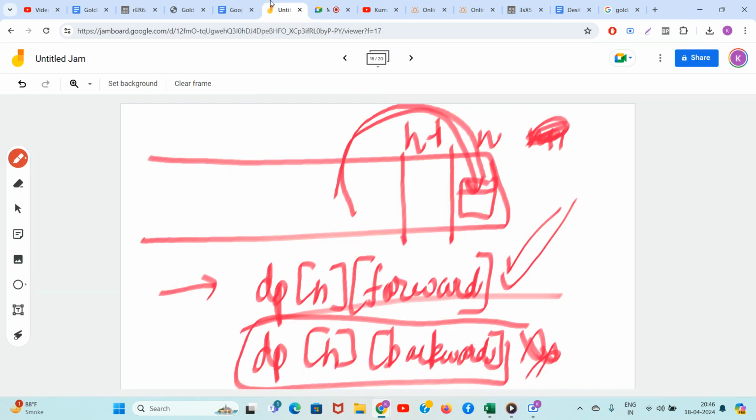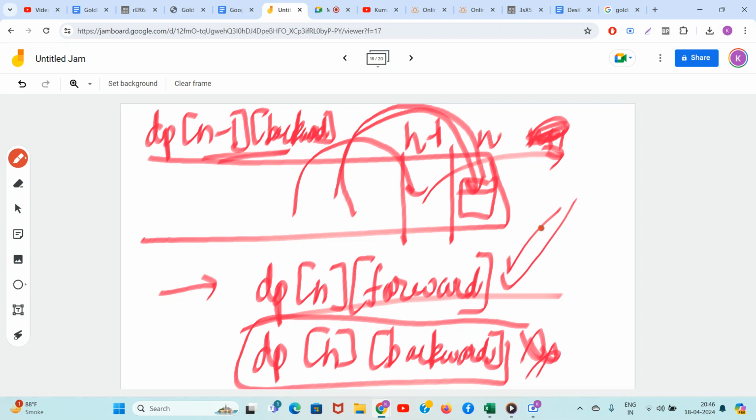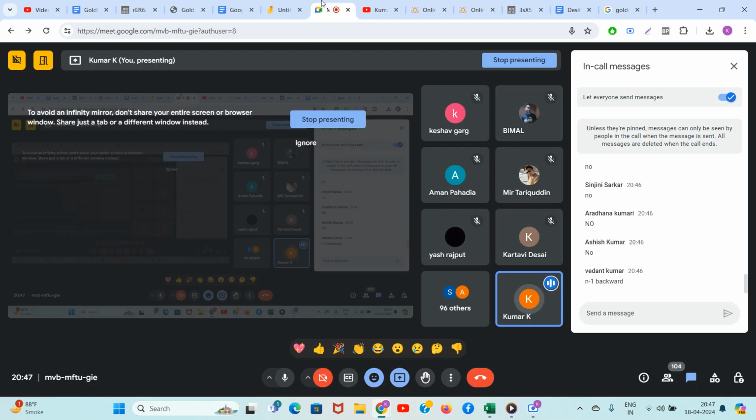Now guys, the blindfolds are about to come off your eyes. dpn minus 1 backward is also a correct answer. This much care you need to take in this problem. If you are reaching n minus 1 from backward, then you can just jump outside, right? Everyone write dp n minus 1 backward if they agree with this. Then n minus 1 backward is also a correct answer.